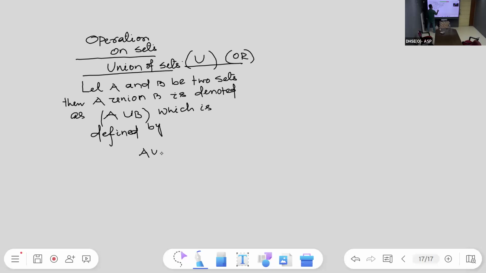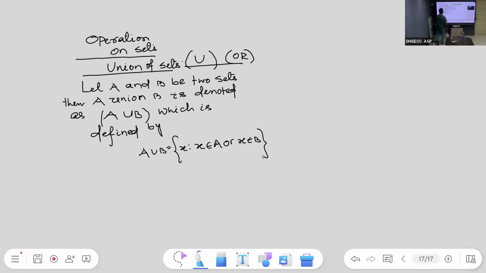A union B is the set of all X such that either X belongs to A or X belongs to B. So A union B contains the elements of A and the elements of B.